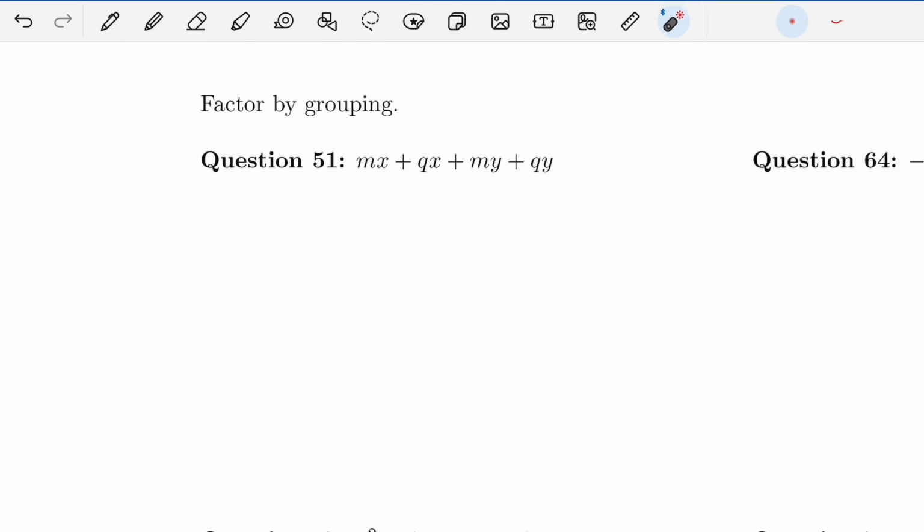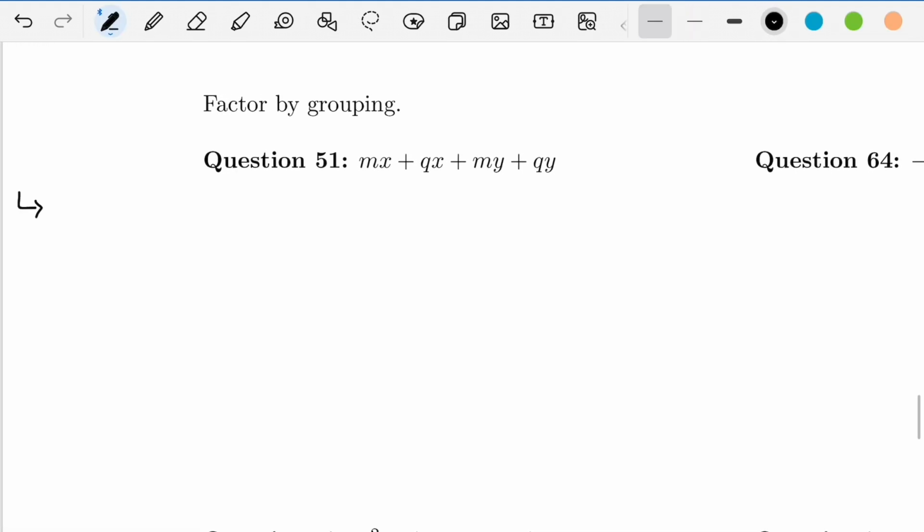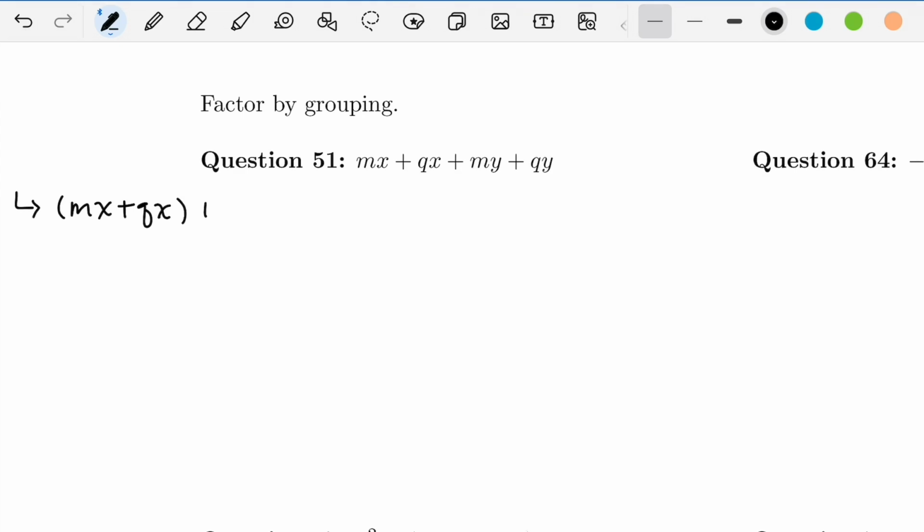Now for the next several examples, we're going to be factoring by grouping. So we'll use this factoring method usually when a polynomial has more than 3 terms. And we'll see that this is the case when the individual terms of a polynomial have a greatest common factor of 1. So for this question 51 here, we want to factor this guy by grouping. And the first step is to essentially group the terms in pairs so that each pair has a common factor. So for example, let's group these guys so that we have mx and qx as one pair, and then my and qy as our second pair.